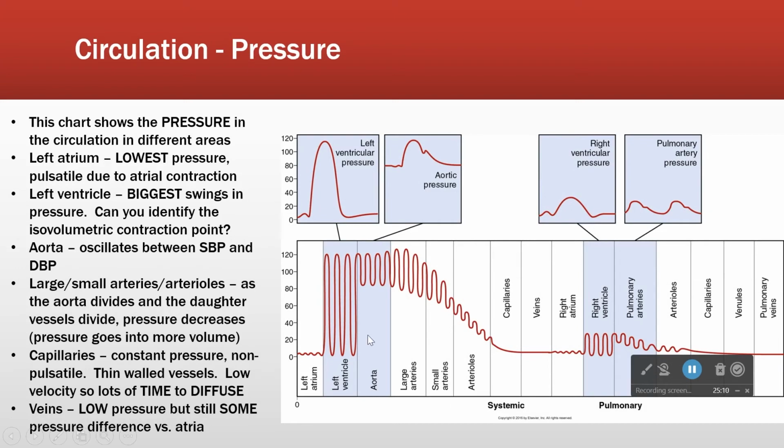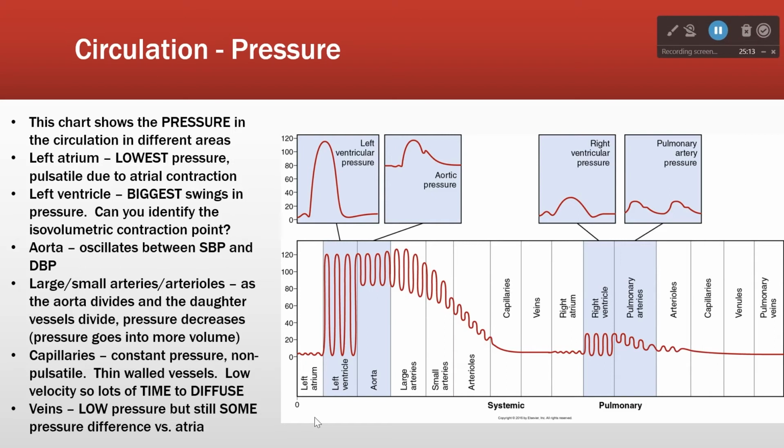All right, so what we have in our chart here, this is not time, rather, this is moving through the vascular system from left atrium to capillaries, from capillaries back to veins, and so on. This is pressure. If we look in the left atrium, we see an oscillating pressure, but at a relatively low pressure. The left atrium doesn't have much blood pressure to speak of. It generates a little bit when it contracts, right? That's these little tiny peaks that we see.